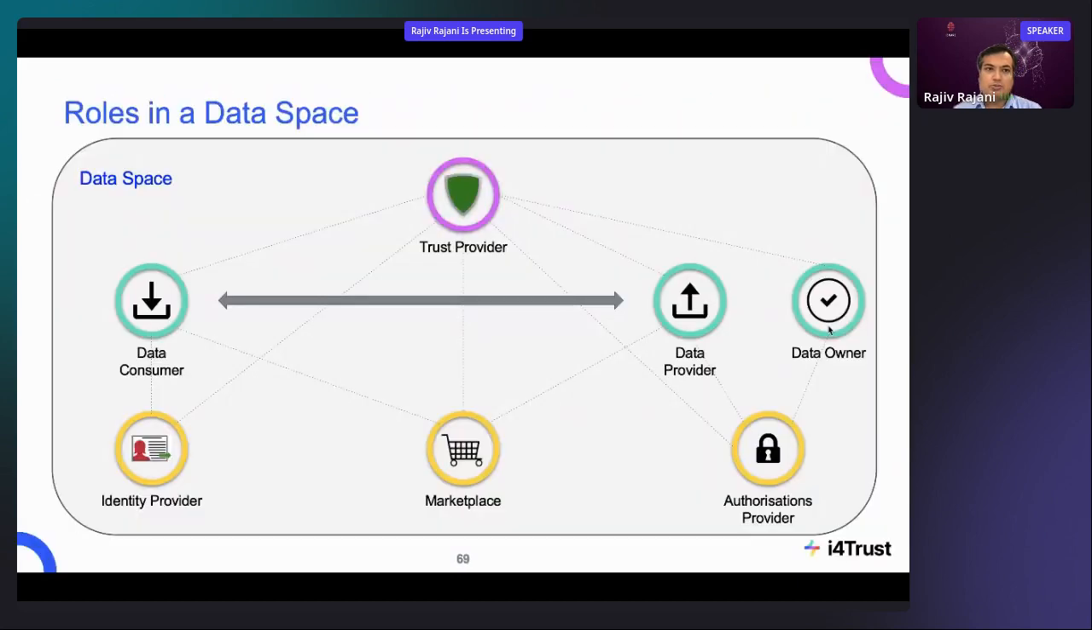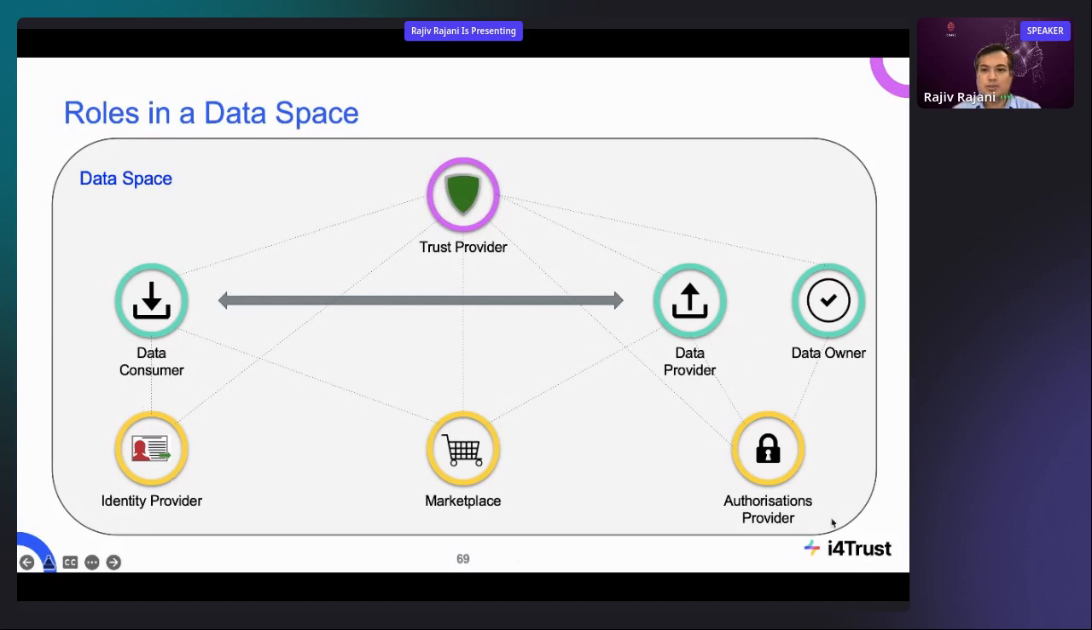That brings us to how we would define the role model in a data space. So in iForTrust, this is the role model that we define. In a data space, as I mentioned, there should be a trust provider, or the trust anchor, and the data consuming side, the data provider side, and the data owner basically together act as the data exchange interested parties.